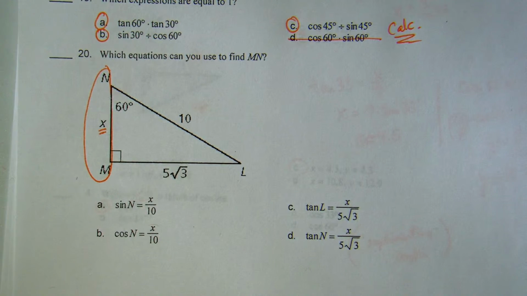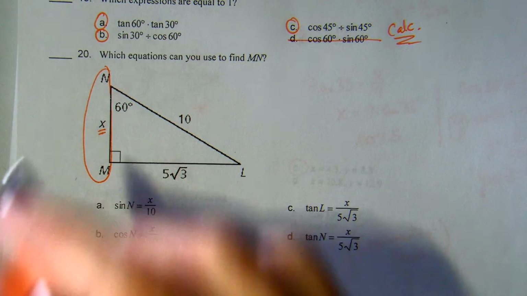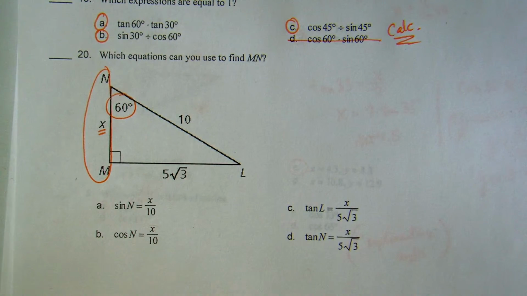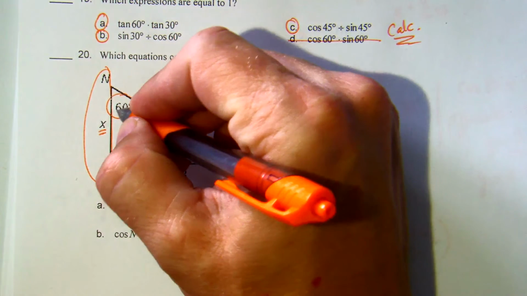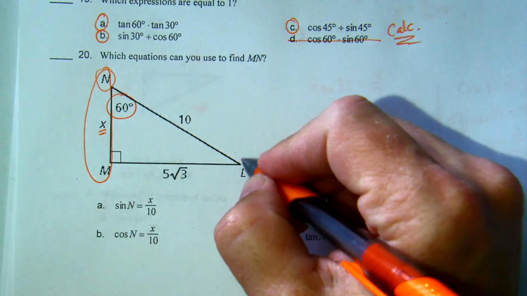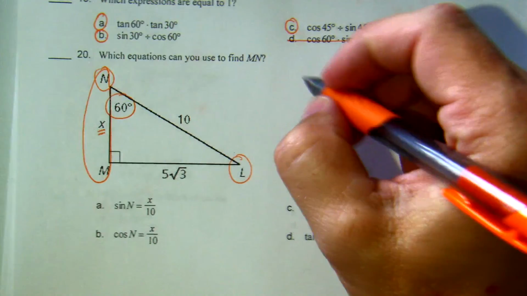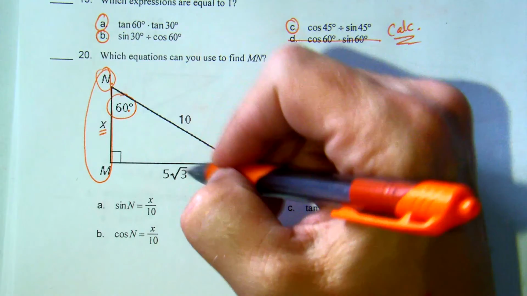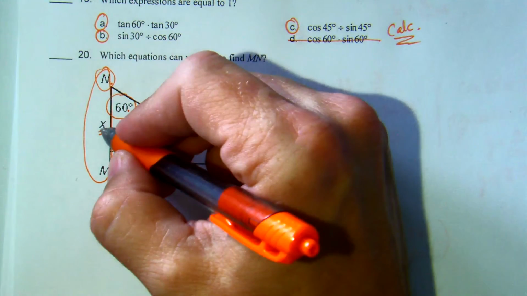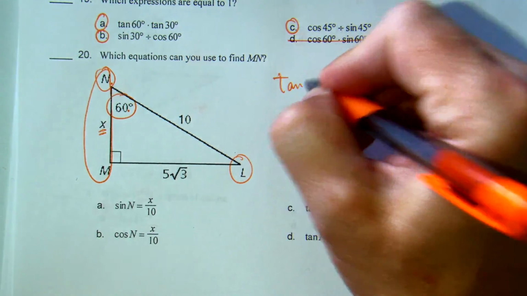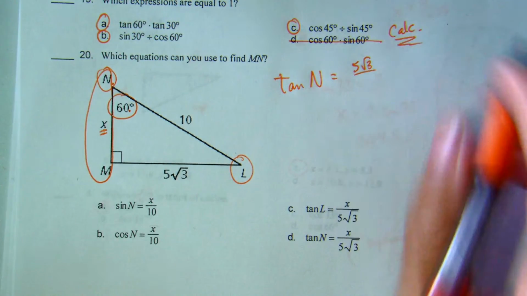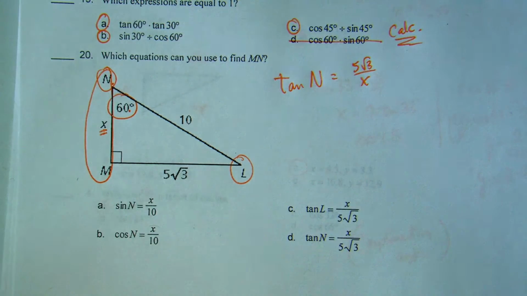What trigonometric ratios can we use in this triangle to find x? We have this angle right there. That's the only angle we have right now. But look here. Doesn't matter what this angle is. We have N and L. So I could say, okay, watch this. I know tangent of N is going to be this over that, right? So that involves x. So we can use tangent of N, and it would be 5 times square root of 3 over x.